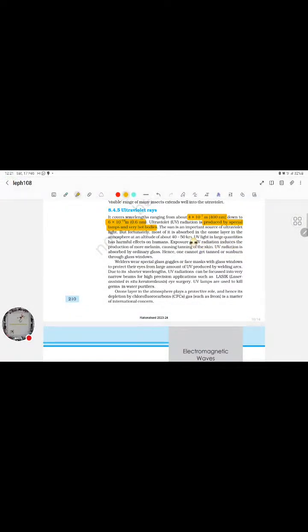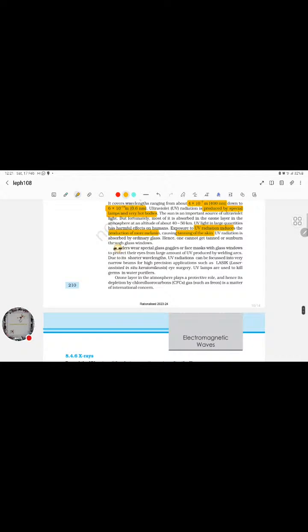UV light in large quantities has harmful effects in humans. Exposure to UV radiation causes a lot of tanning. UV radiation is absorbed by ordinary glass.